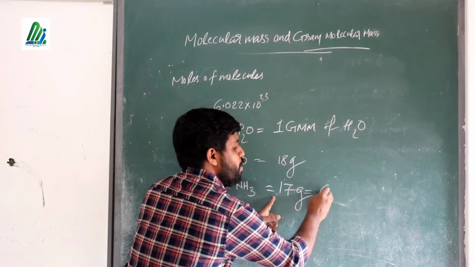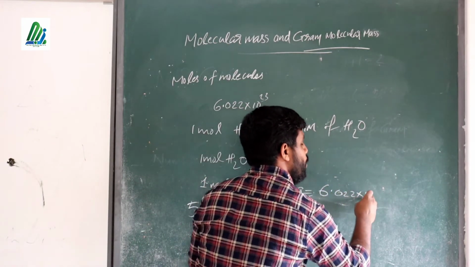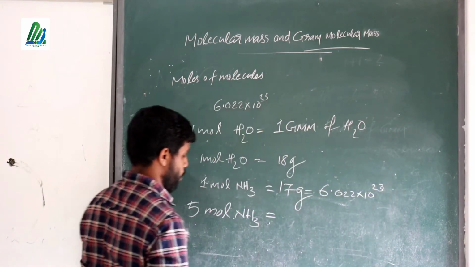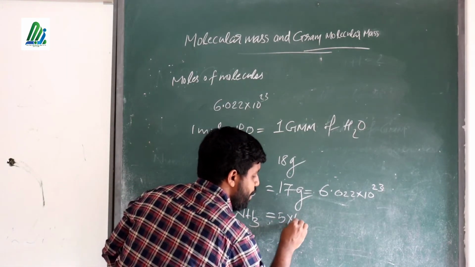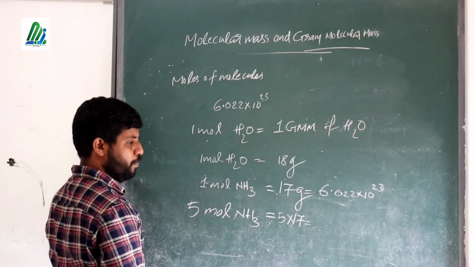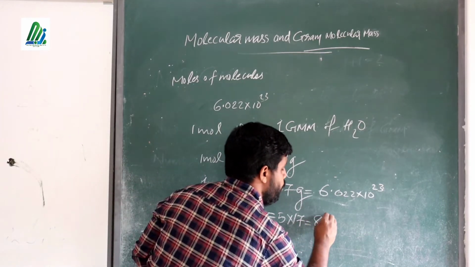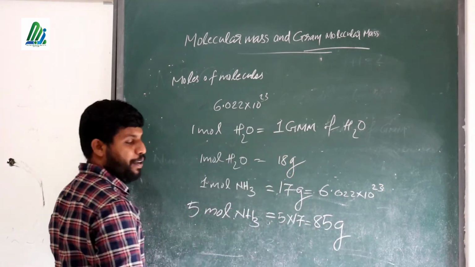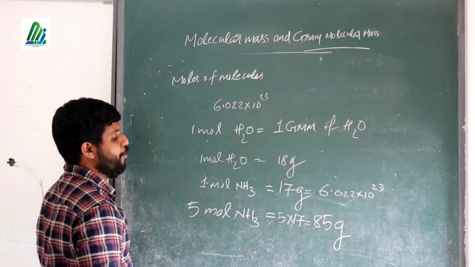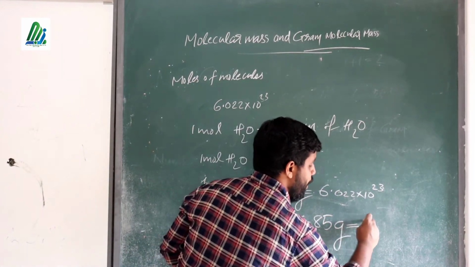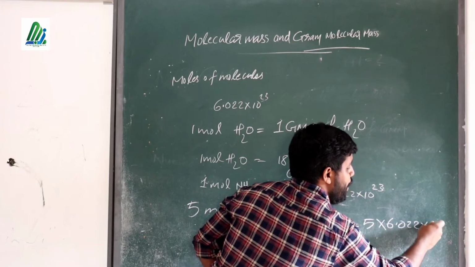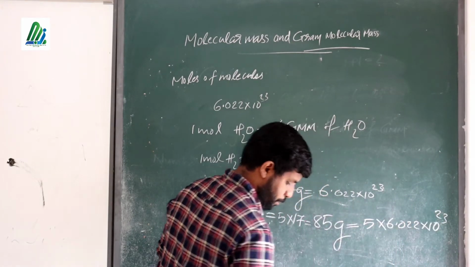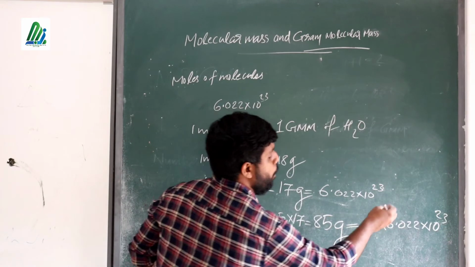Then how many molecules are there? 6.022 into 10 raised to 23 molecules. Then 5 mole NH3 is equal to 5 into 17, which is equal to 85 gram. Then how many molecules are there? 5 into 6.022 into 10 raised to 23 molecules.